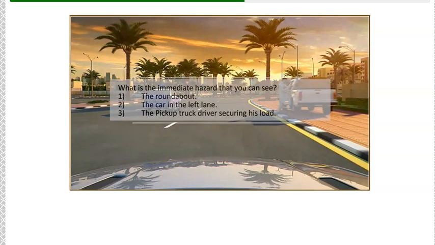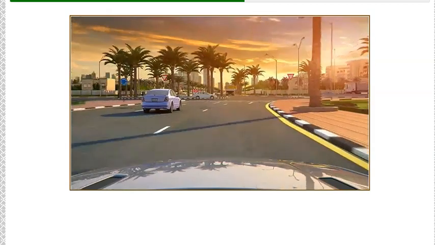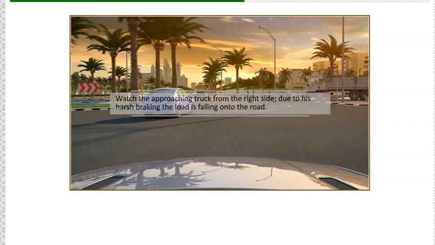What is the immediate hazard that you can see? The roundabout. The car in the left lane. The pickup truck driver securing his load. Watch the approaching truck from the right side. Due to his harsh braking, the load is falling onto the road.